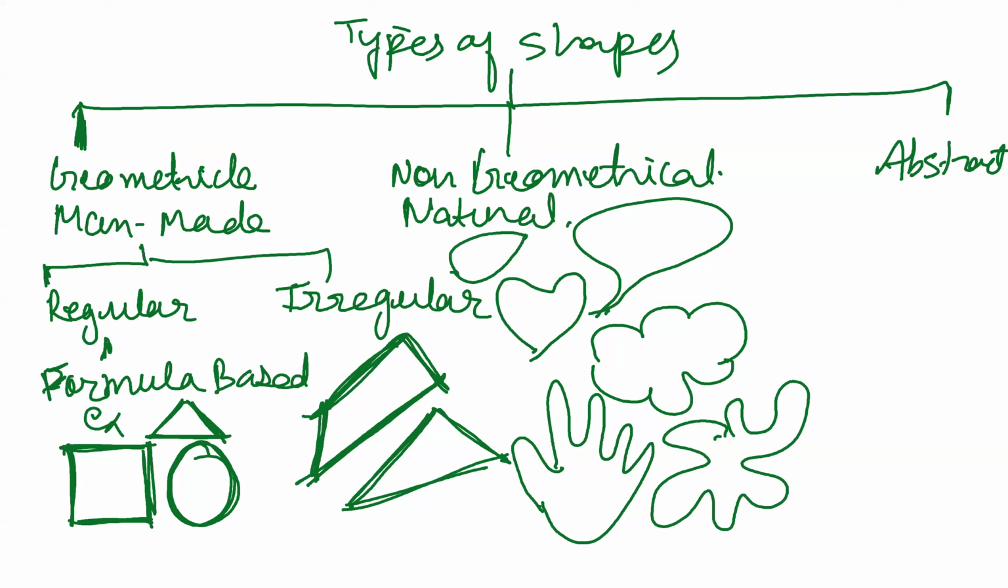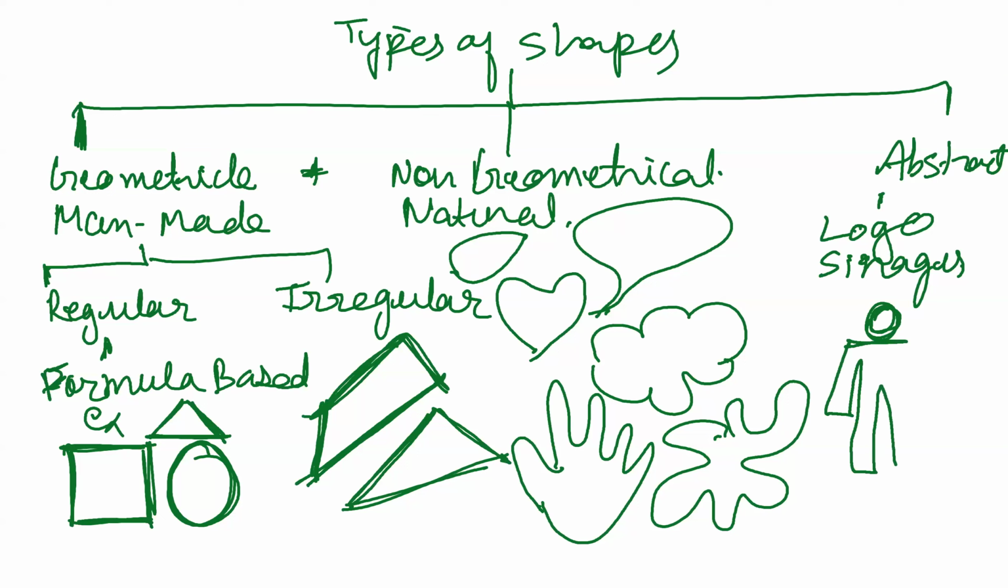Now, abstract is once you add geometrical and natural, sometimes you get something abstract, which you generally see in logos and signages. लिख लीजिए आप, logos and signages. Now, just see. Do you watch this shape somewhere? Yes, ma'am. Have you seen them? ठीक है?